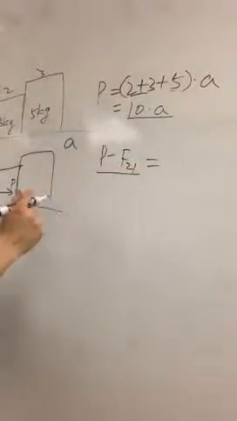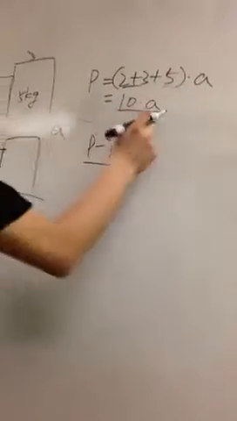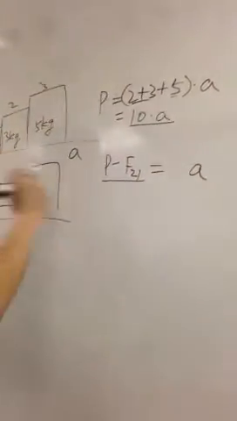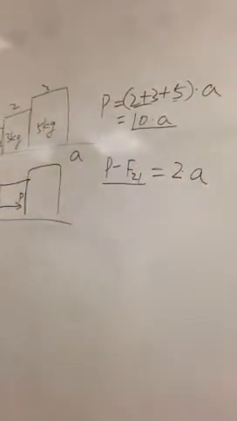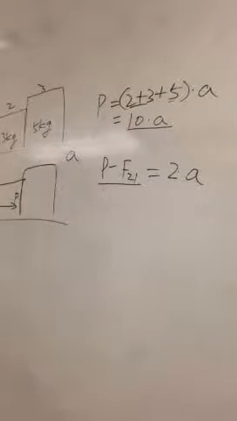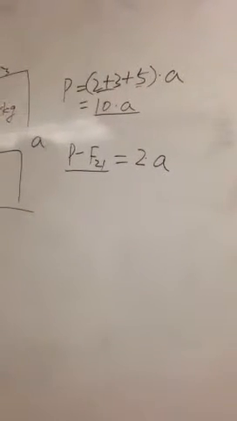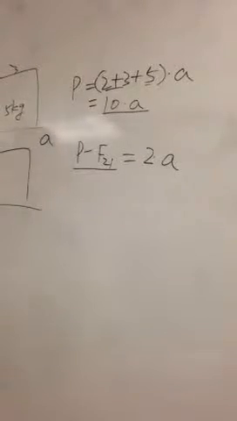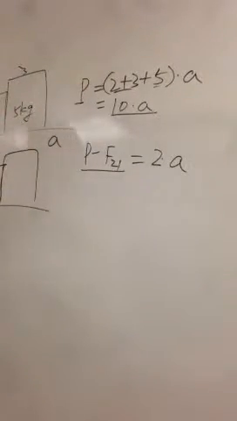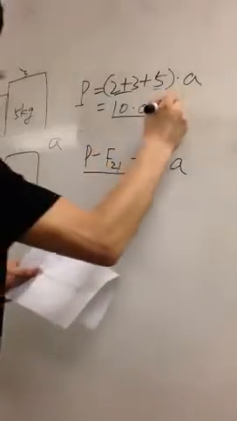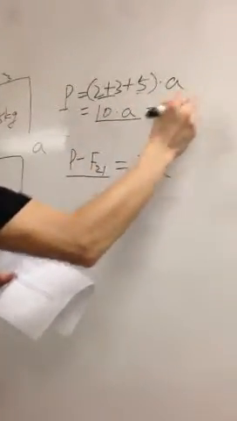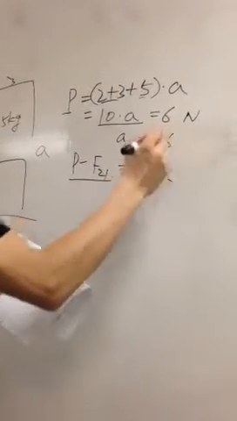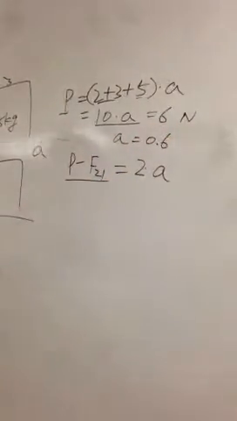It gives this block 1 an acceleration of the same a. Well, block 1 is 2, the mass. So we know P from the question is 6 Newton. So we can calculate A equal to 0.6 from this.